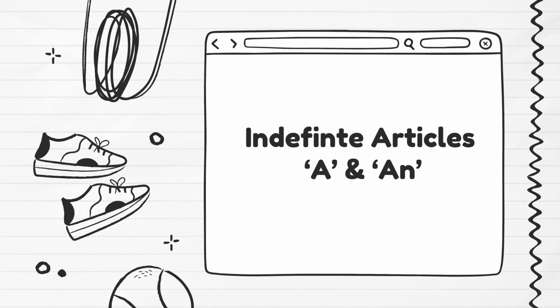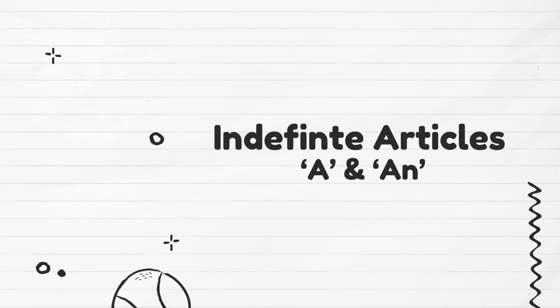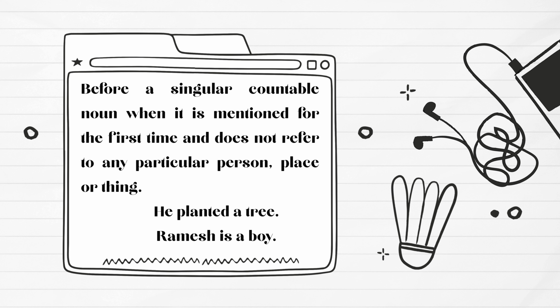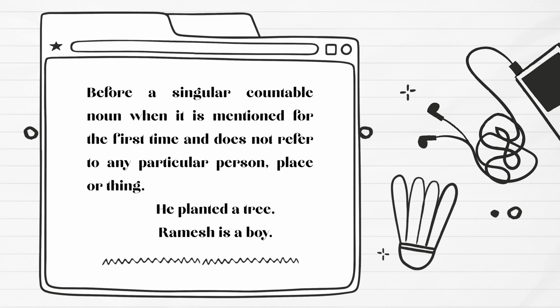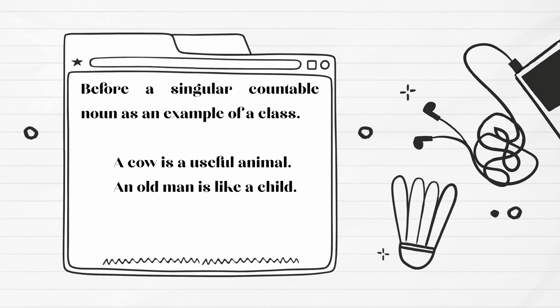Let's begin with the indefinite articles, a and an. We use a and an when referring to a non-specific or general noun, something that is not known to the listener or reader. Before a singular countable noun when it is mentioned for the first time and does not refer to any particular person, place, or thing. He planted a tree. Ramesh is a boy. Before a singular countable noun as an example of a class. A cow is a useful animal. An old man is like a child.